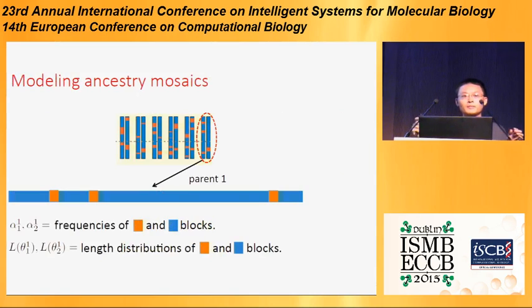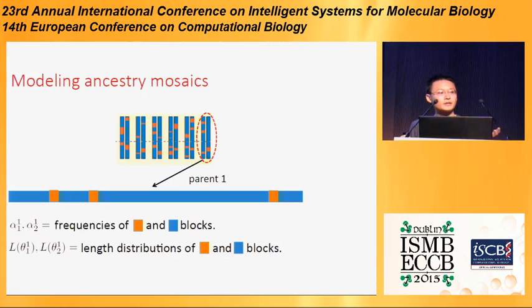So how do we think about and model these kinds of mosaic patterns that arise through many generations of recombination? Let's focus in on a particular individual. Each individual is going to have actually two distinct mosaic patterns. One is inherited from the mother and one from the father. So first, we just look at the mosaic pattern that's inherited from one parent.